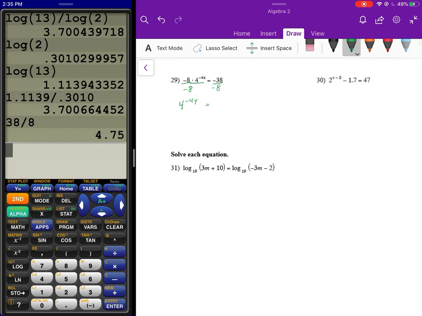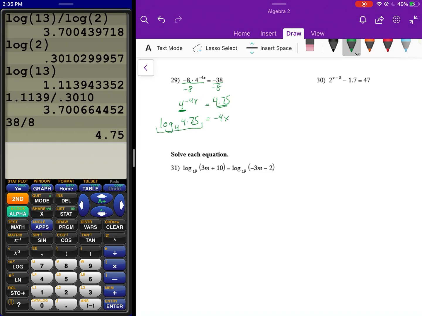I know it's a negative divided by a negative, but I know that's going to be positive, so it's 4.75. And now I'm going to do option 1 again. We'll do some more option 2 later. But now our exponential is isolated. We can change this to log form. So this is going to be log base 4, this 4 right here, base 4 of 4.75 is equal to -4x.